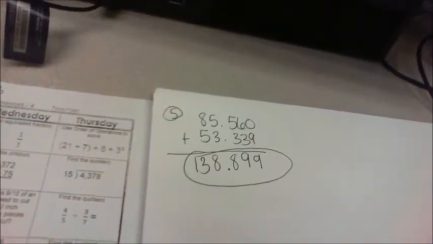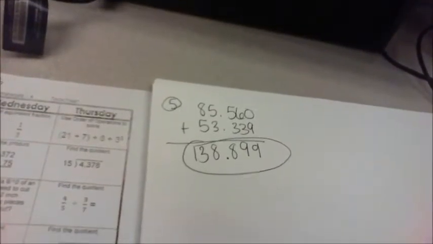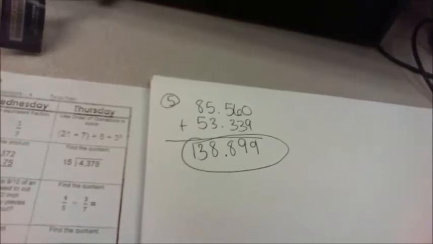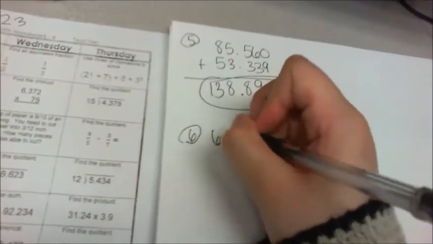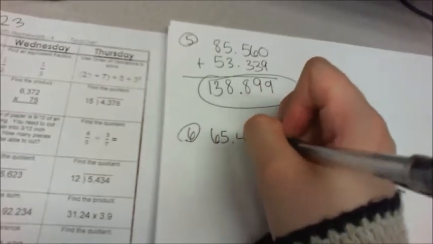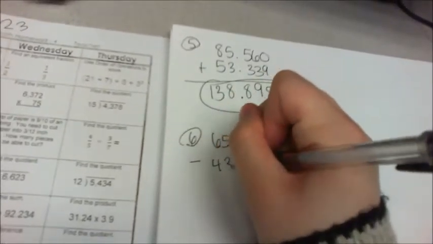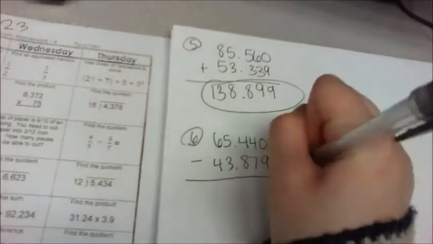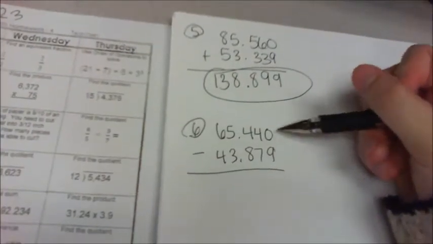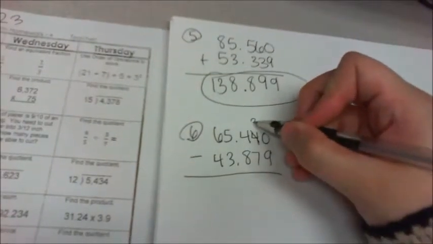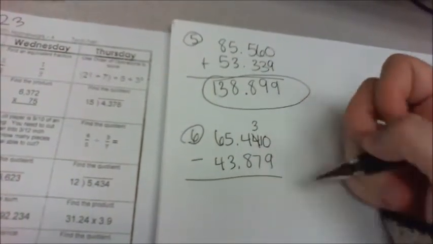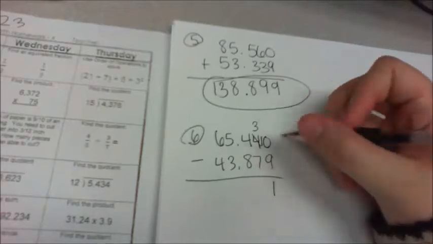Number 6 is the difference. So it's subtraction with decimals, and again, each one has the same amount of numbers after the decimal, so those are nice and easy to line up. And now we subtract. You cannot take away 9 from 0, so I have to borrow from the 4 and make it a 3. 10 minus 9 is 1.